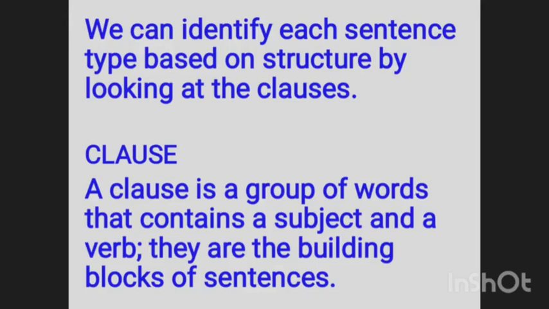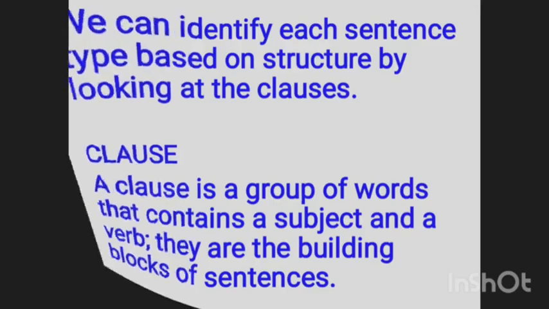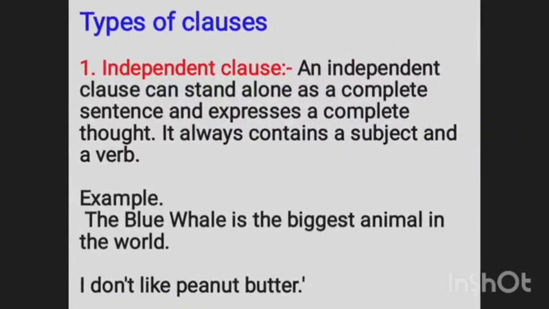A clause is a group of words that contains a subject and a verb. And most of the time, they are the building blocks of sentences. So a clause is a group of words that contains a subject and a verb. Let's look at types of clauses. Now we have two major types of clauses. Number one, we have the independent clause.